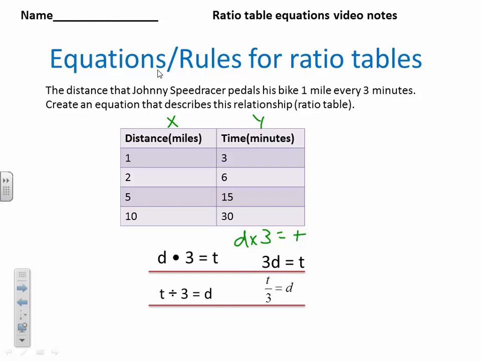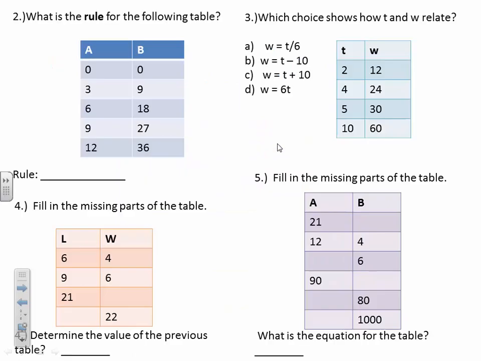And we can also refer to them as rules. So the rule is, to get from d to t is times 3. That's the rule. It works every time is kind of what we're saying. So, let's see if we can answer this question.